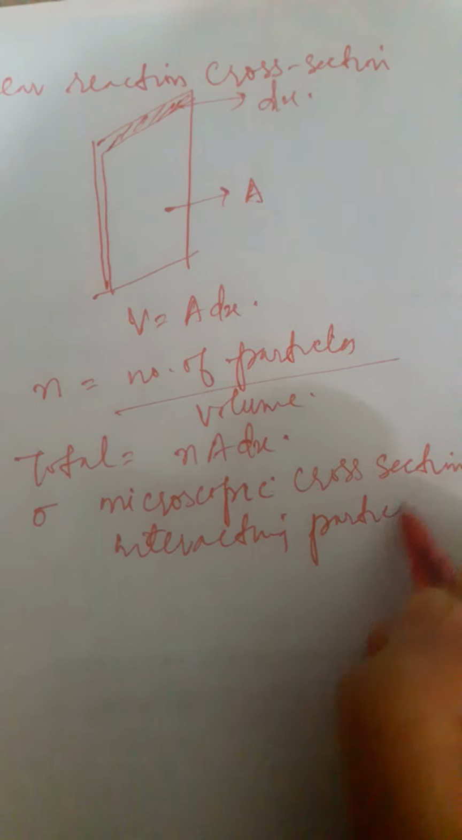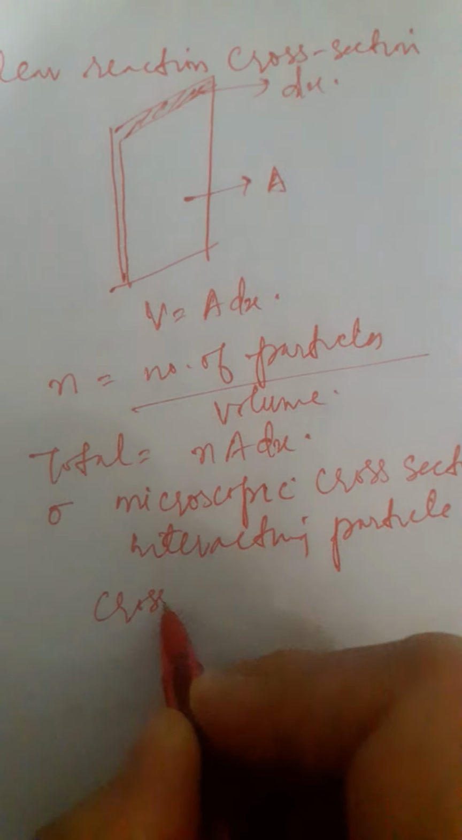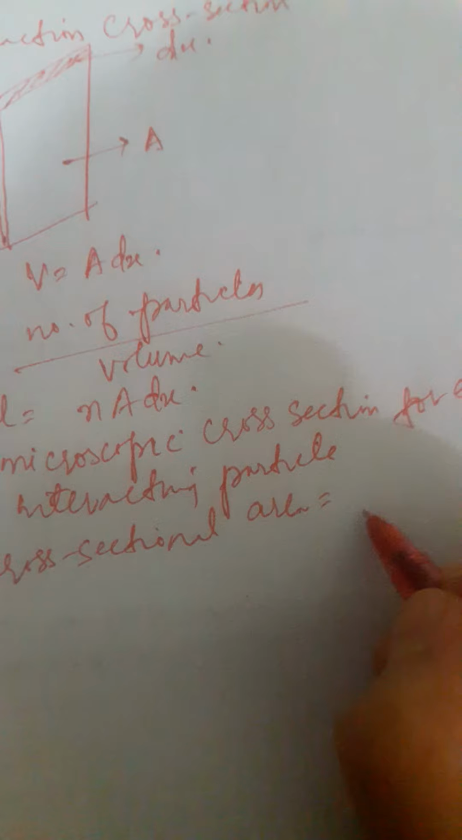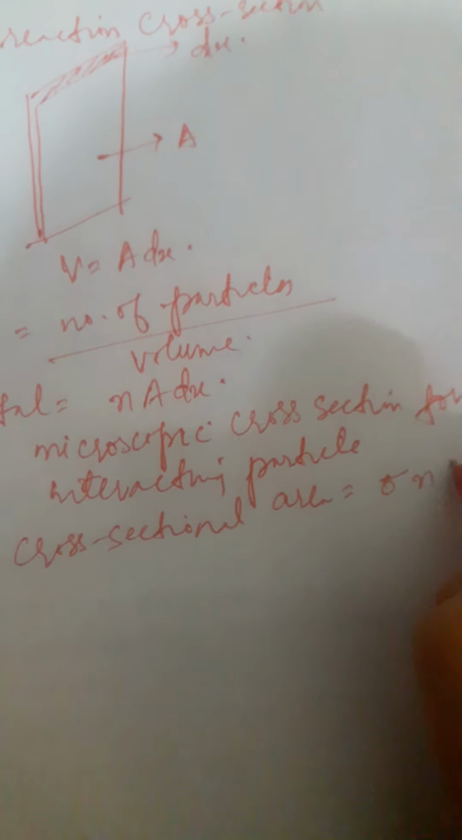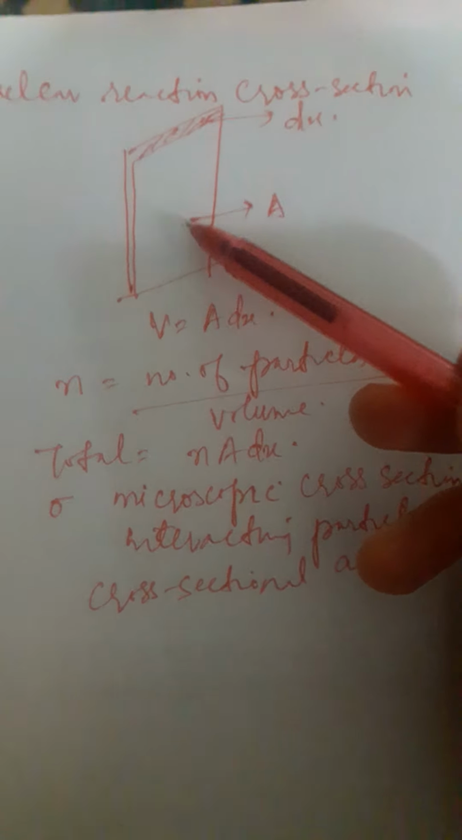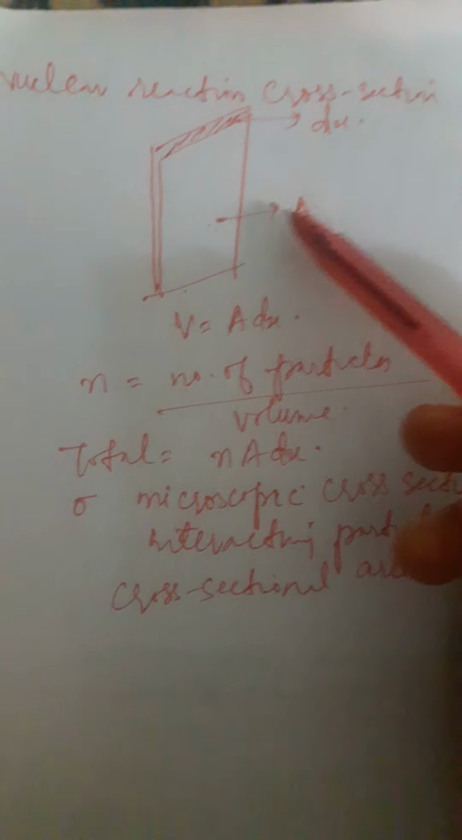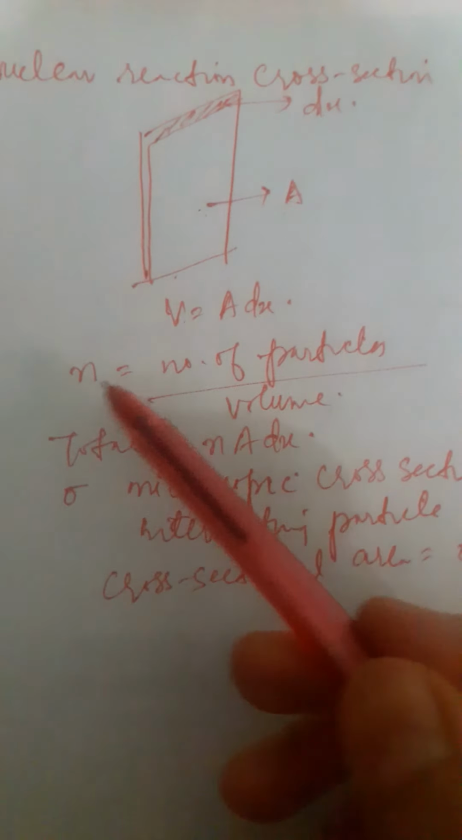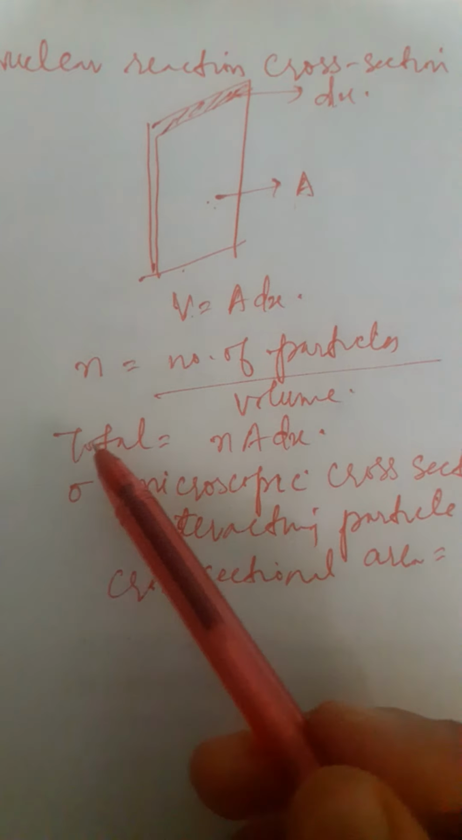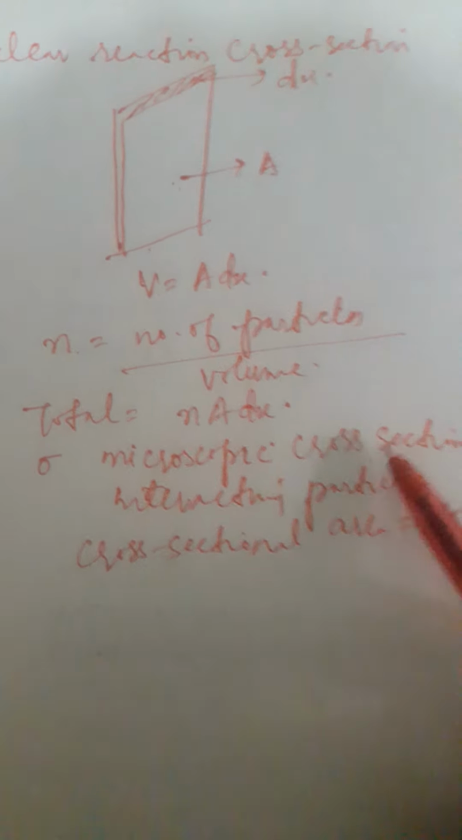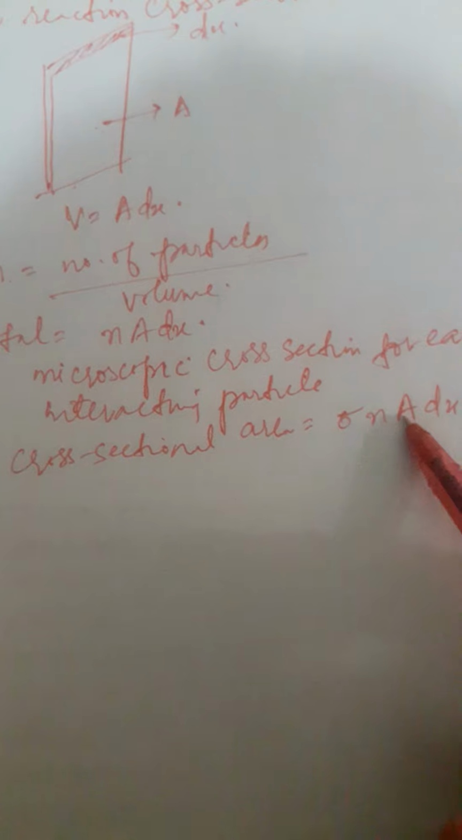So the total cross sectional area will obviously be sigma n A dx. I'm repeating again: we have a slab of a material which is going to take part in the nuclear reactions. Let A be the area of the slab and dx be its thickness. Then the volume of the slab will be A into dx. If n is the number of particles per unit volume, then the total number of particles will be n A dx. If sigma is the microscopic cross section offered by each particle for this interaction, then the total cross sectional area will be sigma n A dx.